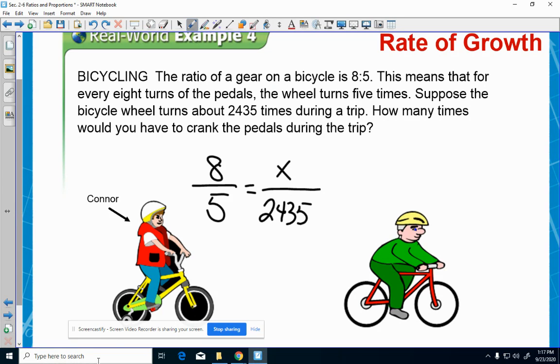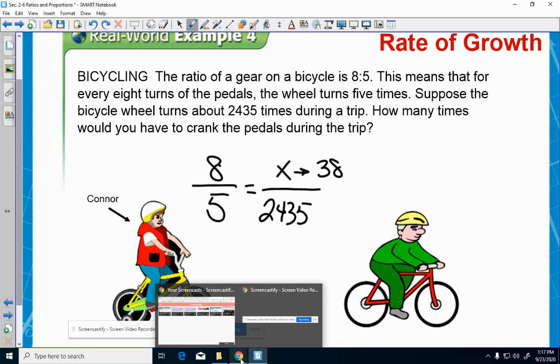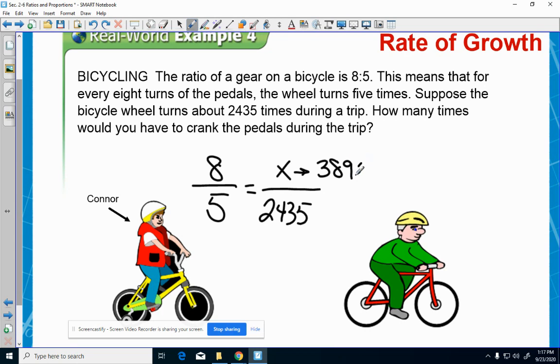Knowing that the relationship is 8-5, should your answer be bigger than 2,435 or should it be less than 2,435? Should be bigger. Look at the fraction. Numerator's bigger than denominator. Your answer better be the same way. Is it? What do you got, Landon? 3,896. Okay. Problem's easy if you set up the proportion first. Okay? All right.